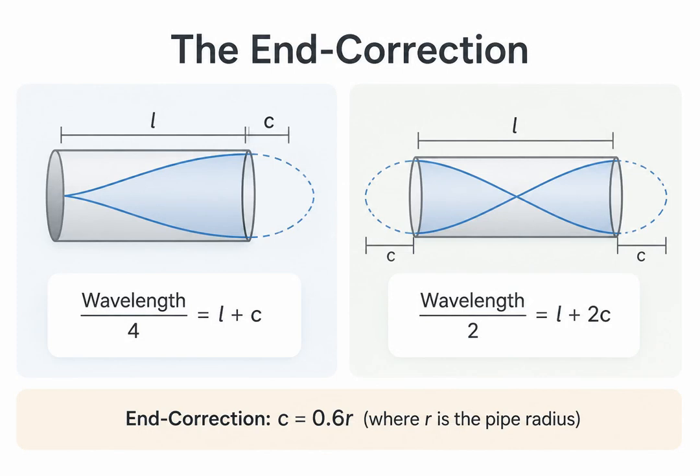In our idealized models, we assume the antinode occurs exactly at the open end of a pipe. In reality, because the air outside is free to move, the boundary vibrations extend slightly into the surrounding air. This extra distance is called the end correction, denoted as C. Developed by Helmholtz and Rayleigh, it is approximately 0.6 times the pipe's radius. Consequently, for a closed pipe, the effective length becomes L plus C, while for an open pipe, we must add C to both open ends, making the effective length L plus 2C.